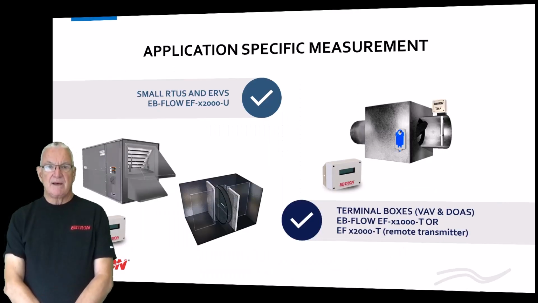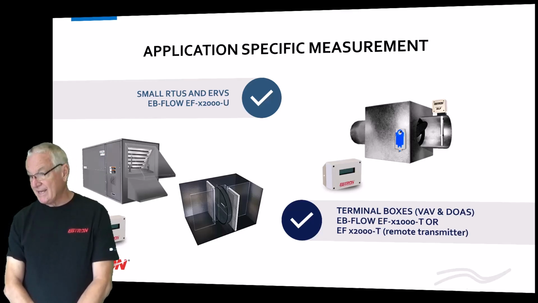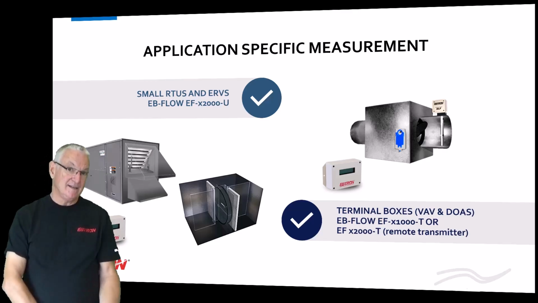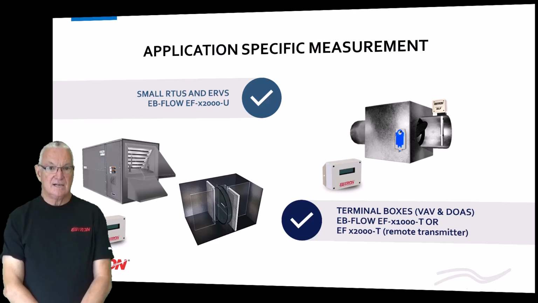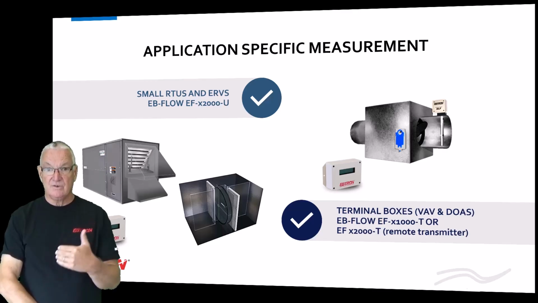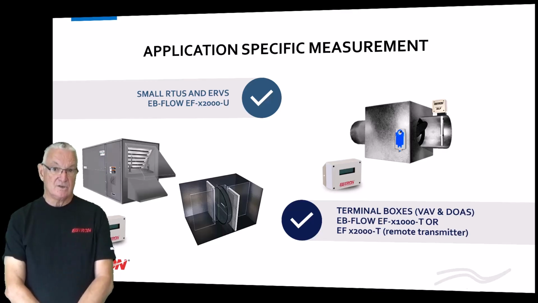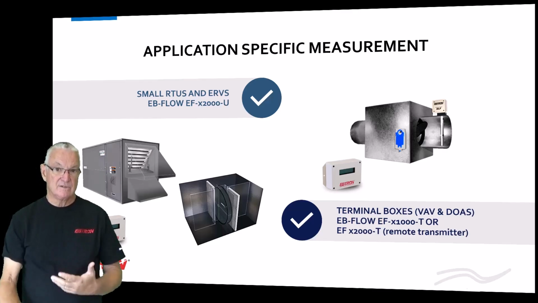Okay. We make some application-specific measurement devices. So you might have small rooftop units, and you're like, hey, I can't put a Gold series on it. I get it. So we have these EBFlow devices. They're also good for desiccant wheel measurement. On desiccant wheels, it can be configured so that it shows the airflow from the intake and exhaust side instead of showing airflow and temperature.